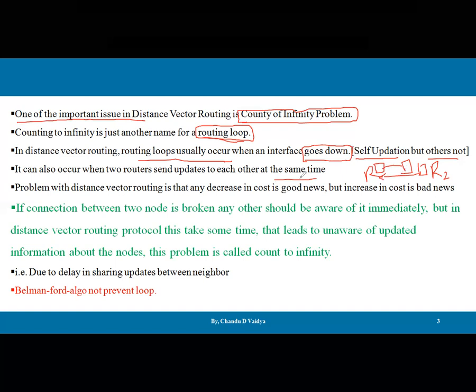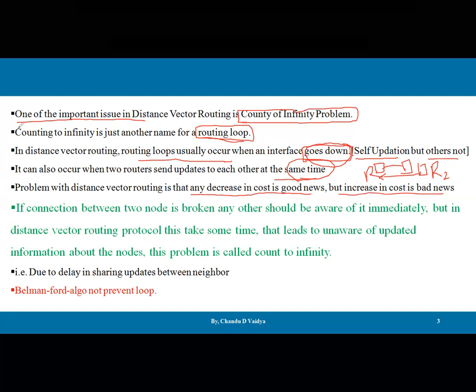So this is going to happen at this time, and it is also going to happen if the interface goes down. There are plenty of reasons for this to happen. Then the problem with distance vector routing is that any decreasing cost is good news. If any link breaks down or something goes wrong, that is bad news. Decreasing cost is good news, but increasing cost is bad news.